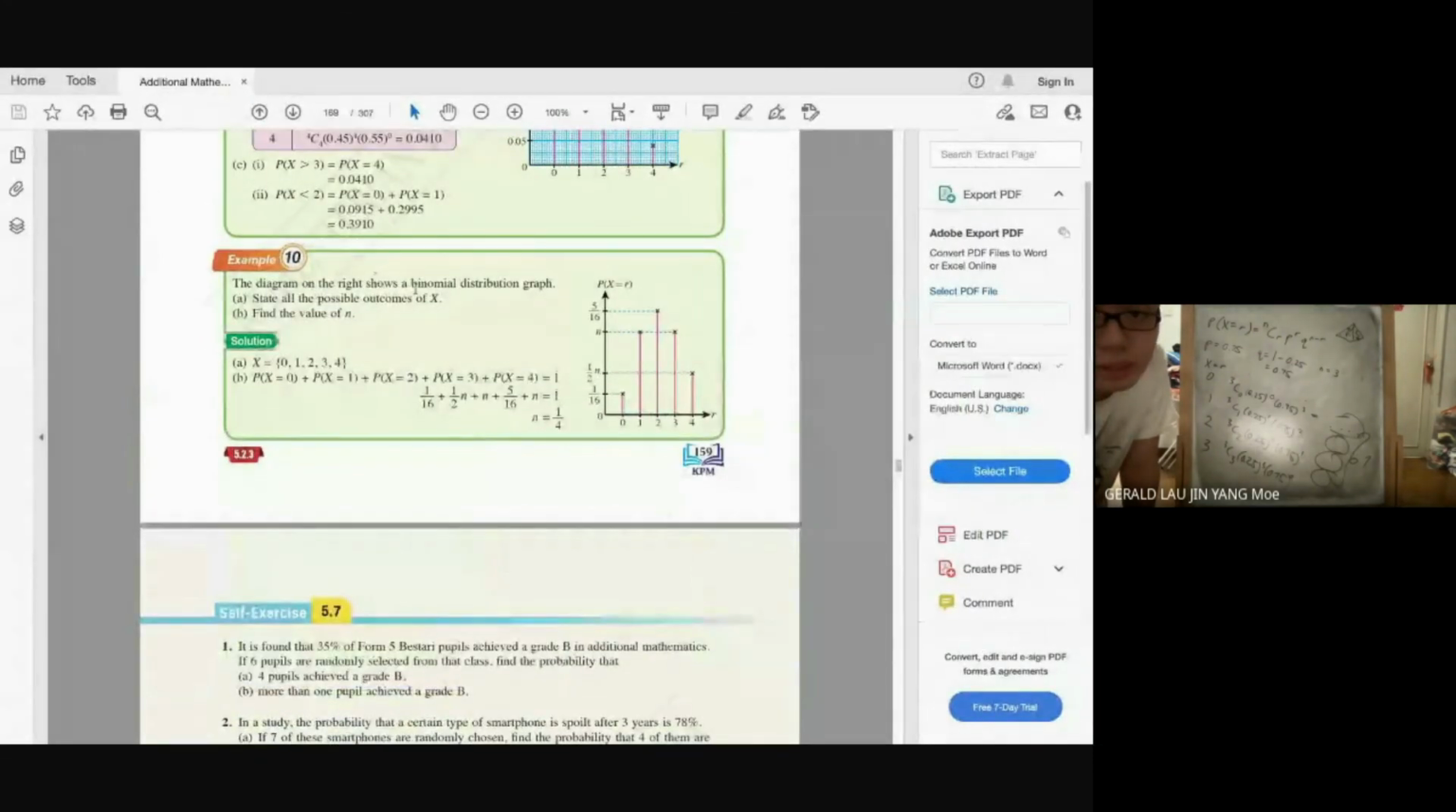Diagram on the right shows a binomial distribution graph. State all the possible outcomes of X. Possible outcomes, so you have 0, 1, 2, 3, 4. Find the value of n. Now, they didn't give you the probability, but they want you to find the n. So remember, always the total is 1. That's why you see 1 over 16n plus 5 over 16n plus another n plus half n. Then all this equals 1. So n you find out is 1 over 4. Can you understand? A very simple question only.